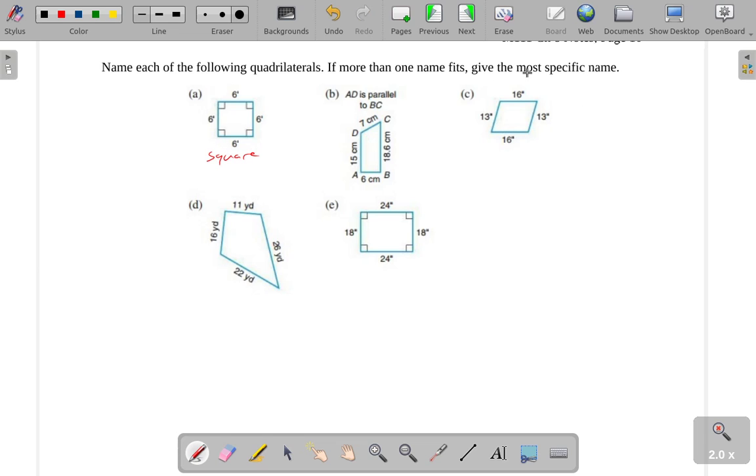So you can see it says give the most specific name. That means I should call it a square. This one right here, it says that AD is parallel to BC, so this side is parallel to this side. And it doesn't look like there's any other sort of relationships happening here, so this would be a trapezoid.